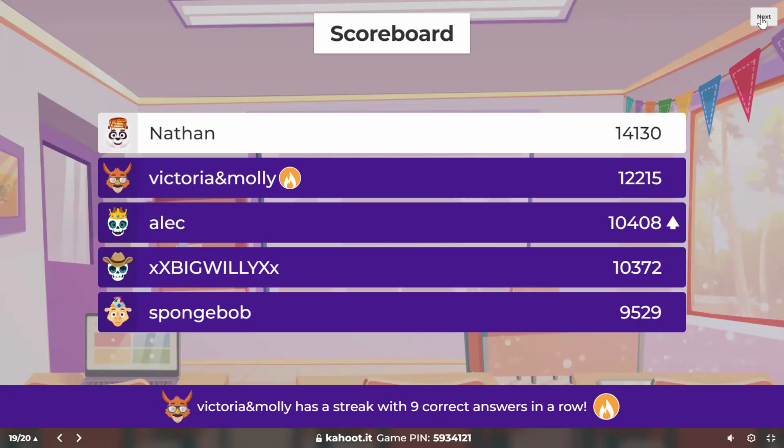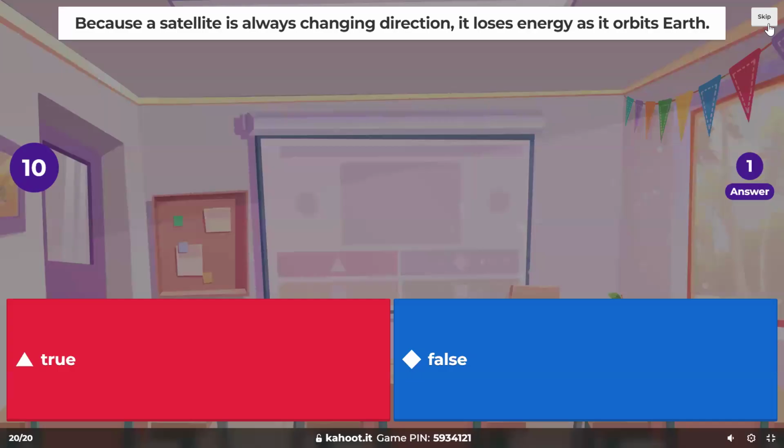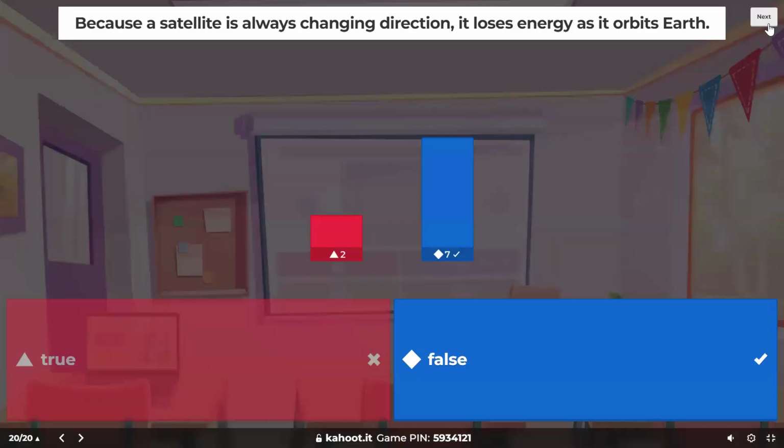Are we going for the win here? Is this number 20 for the win? Because a satellite is always changing direction, it loses energy as it orbits Earth. True or false? False. You can't really lose energy, just change energy. Aha! You guys remember conservation of energy? That's right. All right, to the podium.